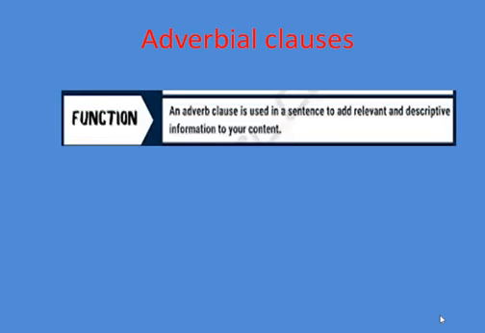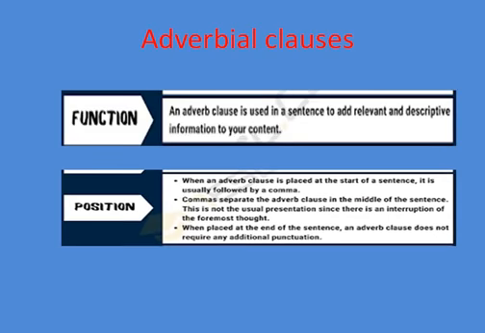Now, what is the main function of an adverbial clause? An adverb clause is used in a sentence to add relevant and descriptive information to your content. What is the position of an adverbial clause in the sentence, and where can we use it? When an adverbial clause is placed at the start of a sentence, it is usually followed by a comma. If it is used at the end of the sentence, it doesn't require any special punctuation. Okay, keep this in your mind.